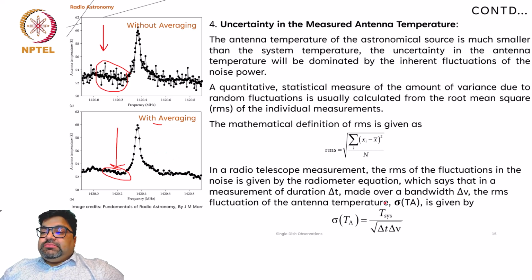Okay. The best place to go back to for the antenna temperature errors is the radiometer equation, where the error on TA is linked with the system temperature, and it can be reduced by a larger number of observations and the bandwidth of observations.